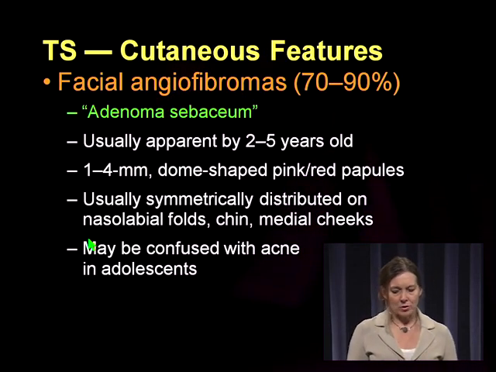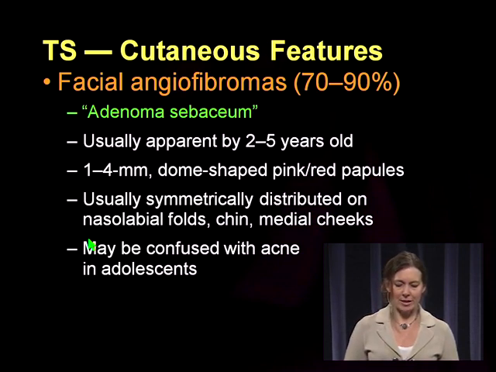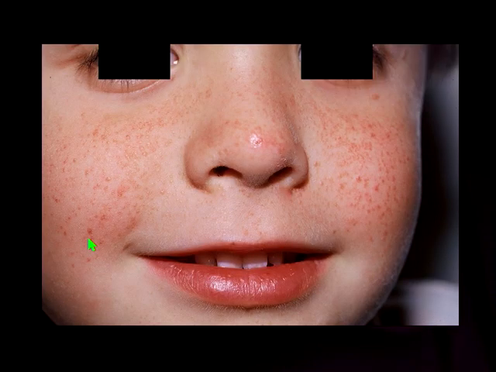Okay. Again, usually present by 2 to 5 years of age, they vary in color from skin color to pink to red to tan. We talked about the distribution and the occasional confusion between angiofibromas and acne. Here is another example. This child's about 5 to 6 years of age. You can see he's already got numerous facial lesions here, similar distribution. And this is a closer view of the teenage girl you've already seen. And you can see how large some of these lesions have become, and again, how they like to involve the nasolabial folds.